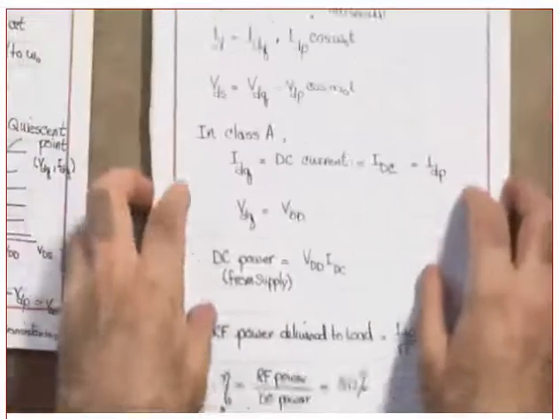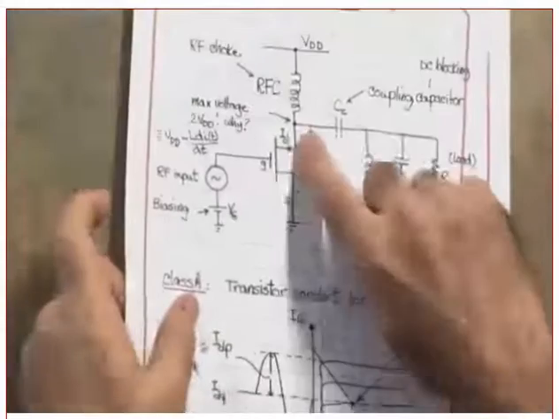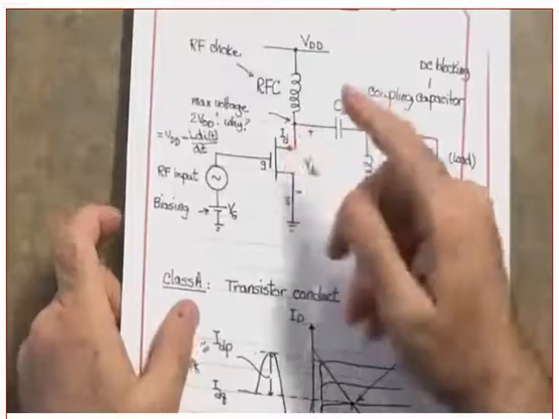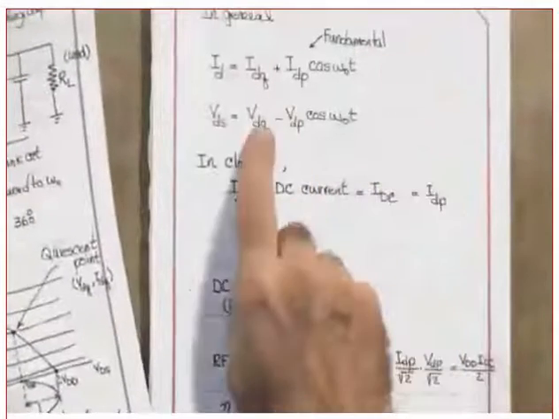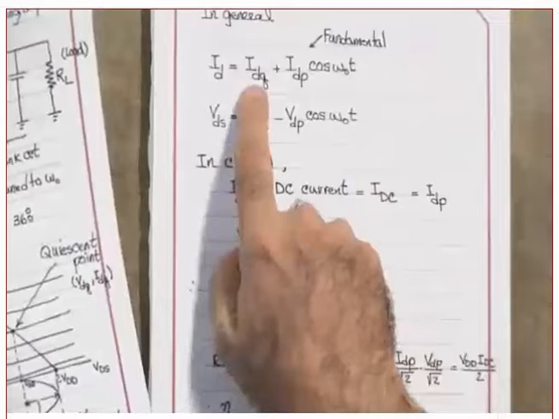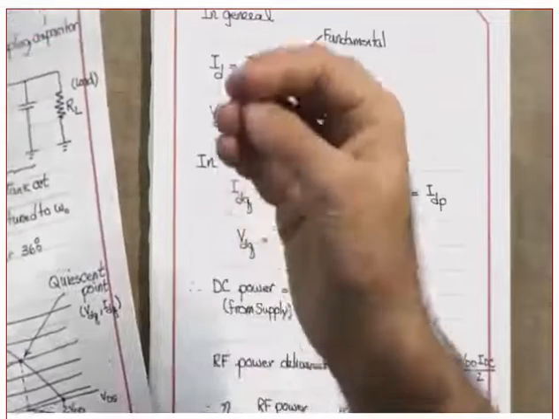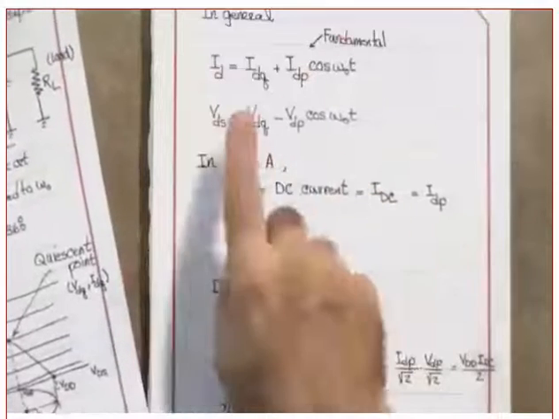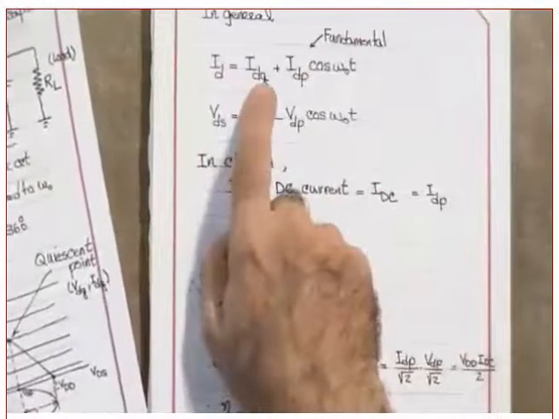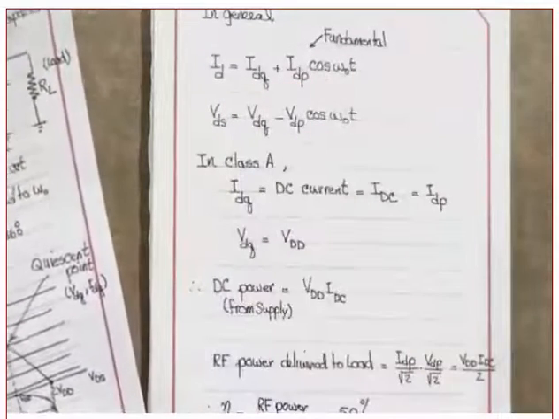Let's see if you can help me with the equation. What is the drain current? How would you write the drain current? First of all, is there a quiescent point? This is the quiescent point, IDQ. Remember, when you do the quiescent analysis, is it AC or DC? It's DC. So this is the IDQ plus the variation which is due to the RF.